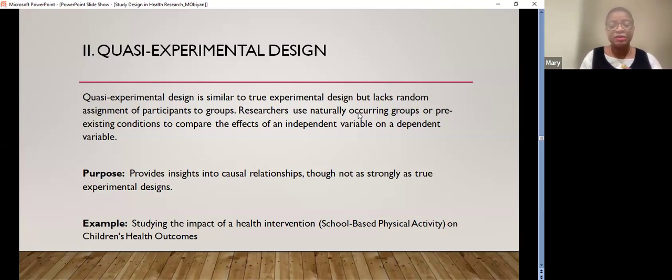These participants are already going through this. So what is causing it? It's not because I'm just introducing them to an intervention, you know.